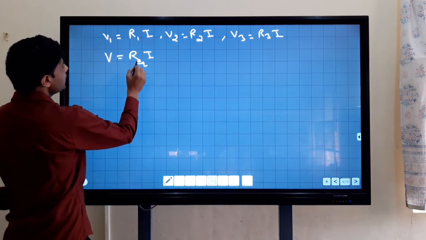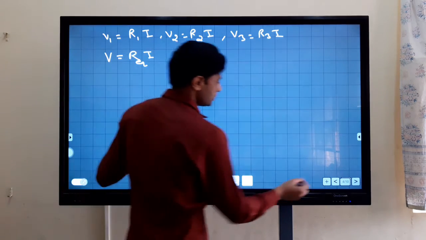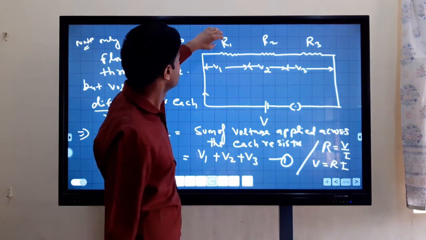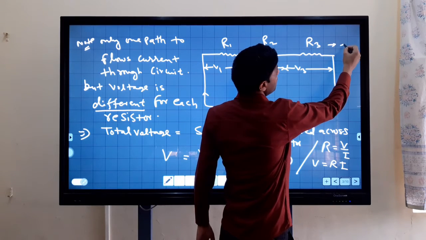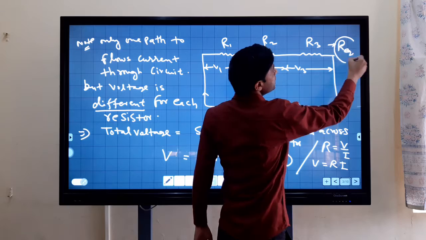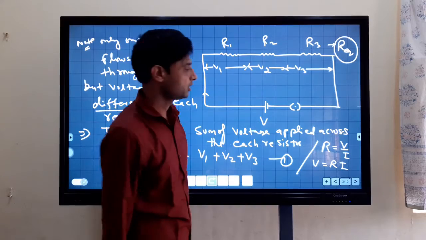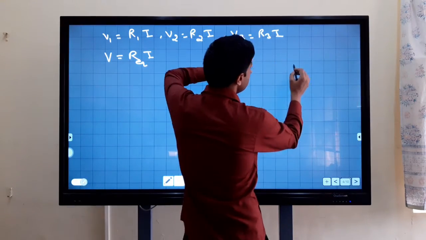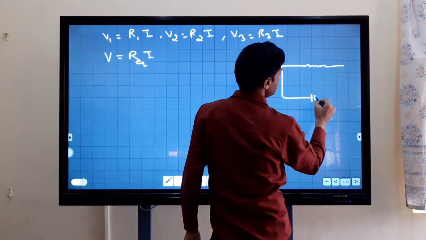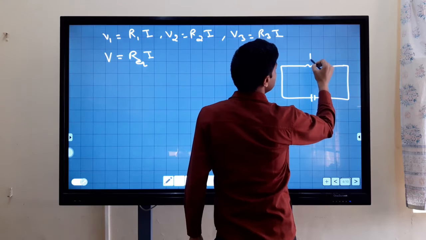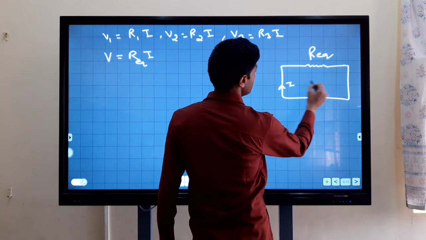And V equal to RI, where R is the equivalent resistance of the resistors, because these are R1, R2, R3, and R is the equivalent of these three resistors. It means the circuit behaves like this: it is a battery, R equivalent, and current I.